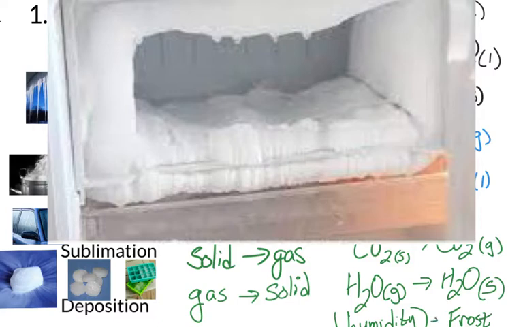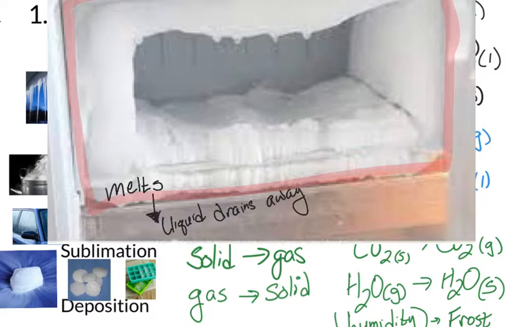When you have a frost-free freezer, what happens is that the walls of the freezer are heated momentarily, and what that does is it melts the frozen solid that you see on there that's been deposited on the walls of the freezer, and it starts to melt. It turns it back into a liquid. It runs down and collects underneath your freezer. So that's how those frost-free freezers work.